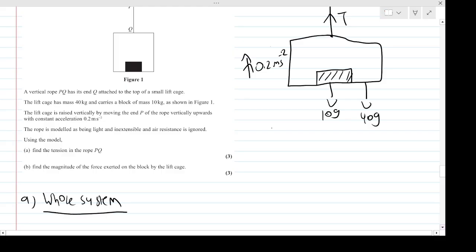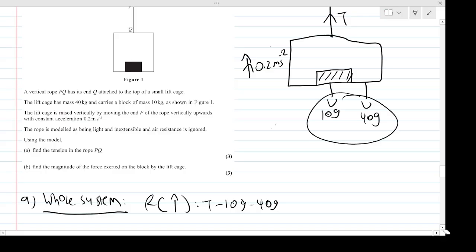And again, we can ignore any contact forces. There will be contact forces that arise from the block in contact with the lift. Okay, so if we ignore all those forces and resolve upwards, then because it's moving up, the tension is up, take away the two weights, so take away 10g, take away 40g, which are acting downwards, right? These two forces acting down, equals ma.